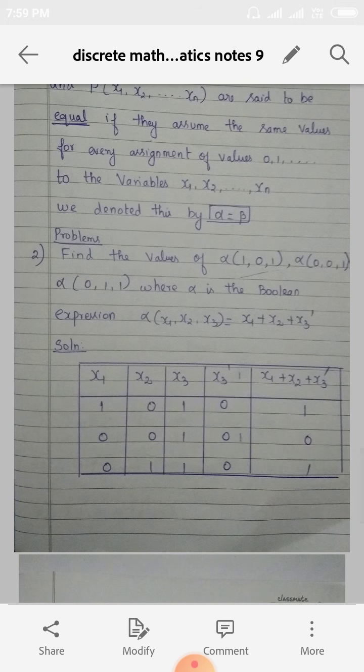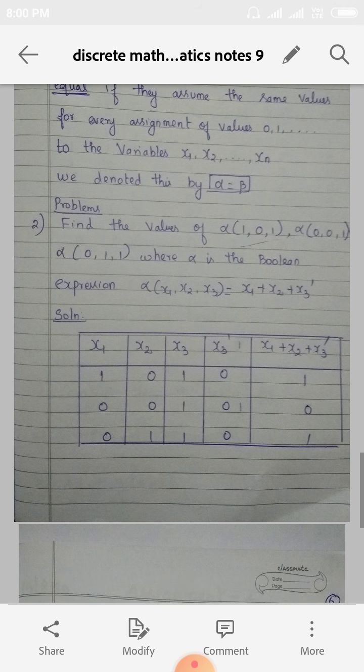See the problem. Find the values of alpha of 101, alpha of 001 and alpha of 011, where alpha is a Boolean expression, that is, alpha of x1, x2, x3 is equal to x1 plus x2 plus x3 dash. So the variables are given, and the possibilities are given directly: 101, 001, 011.